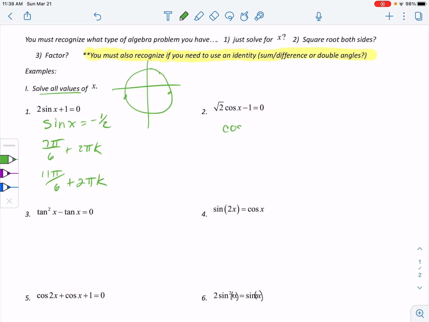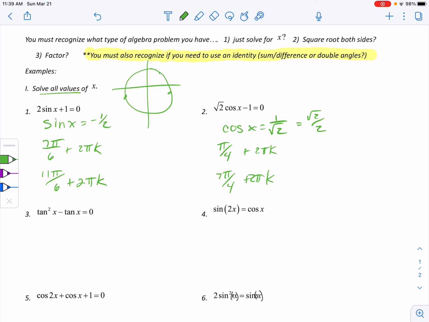Another one, basic, to get our brains back after vacation. I hope you all had a great vacation. Okay, remember that's the same as root 2 over 2. You know that's pi over 4. Cosine's positive in the first quadrant, and the fourth quadrant, plus 2 pi k.